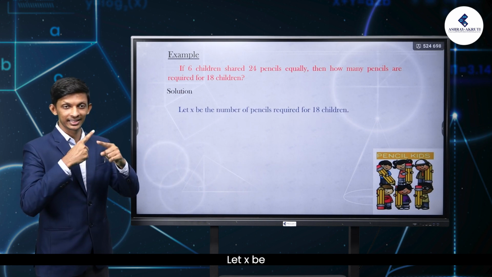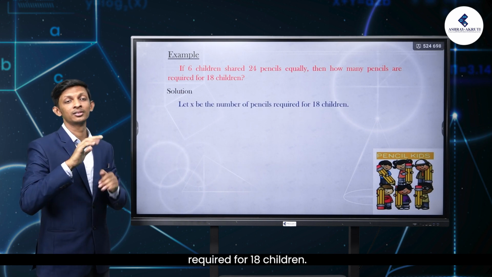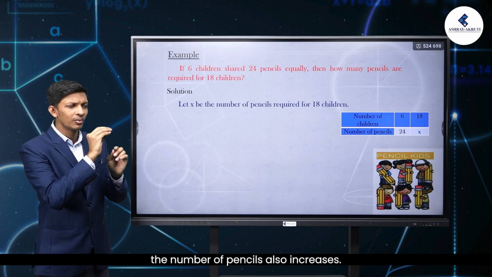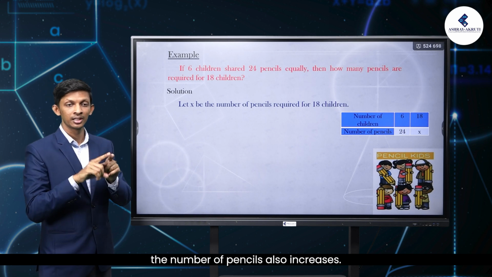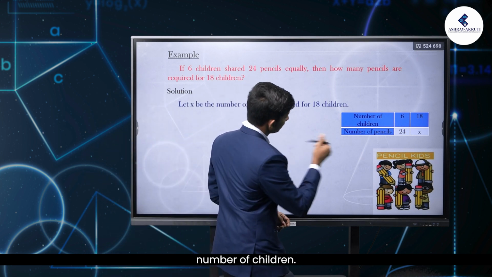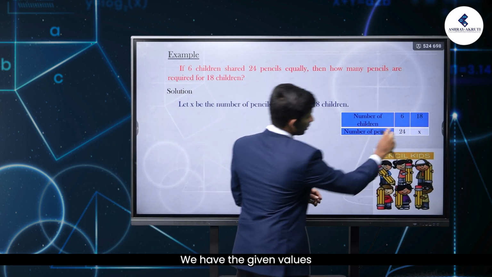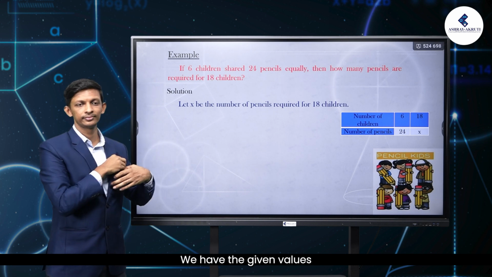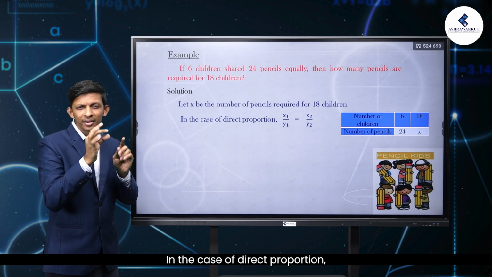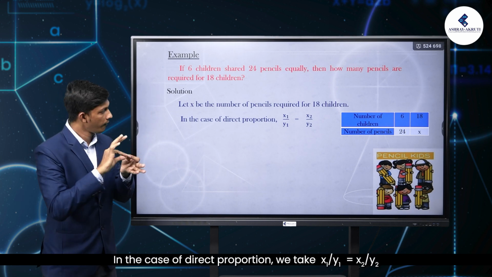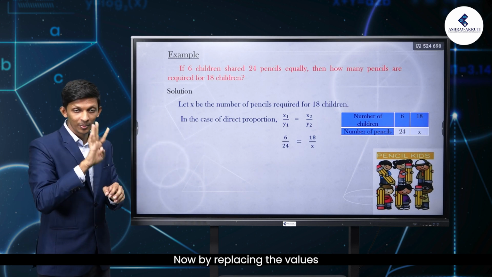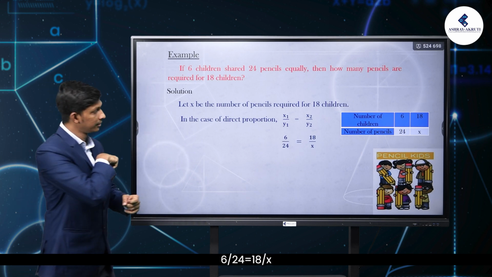Solution: let X be the number of pencils required for 18 children. As the number of children increases, the number of pencils also increases. Let's observe the table. Number of children, we have the given values, and number of pencils, also we have the given values. In the case of direct proportion, we take x1 by y1 is equal to x2 by y2. Now by replacing the values, 6 by 24 equals 18 by x.